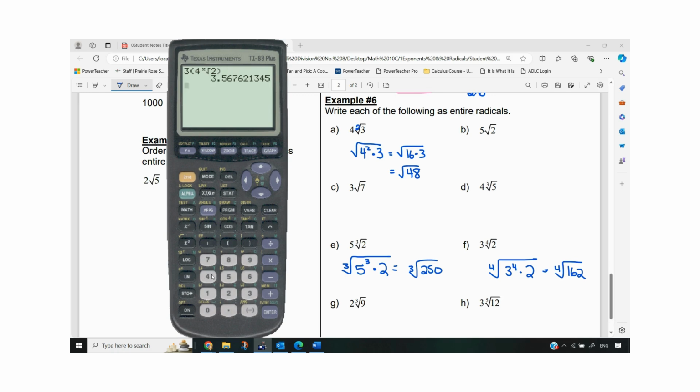If I want to do the 4th root of 162, type your index, math, 5, 162, and once again, they have the same decimal, so I know I'm correct. Okay, so that gives you some examples. What I'd like you to do is pause the video, try the remaining questions on your own, and then come back and check your work.